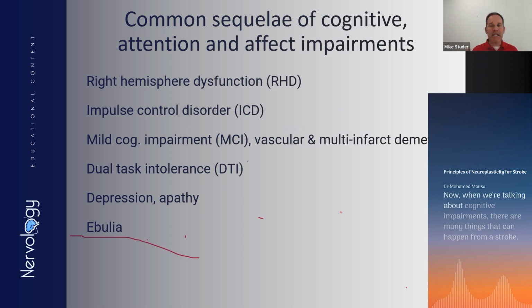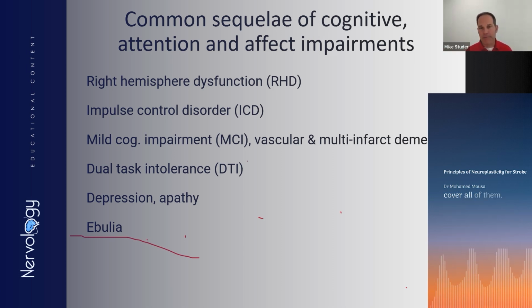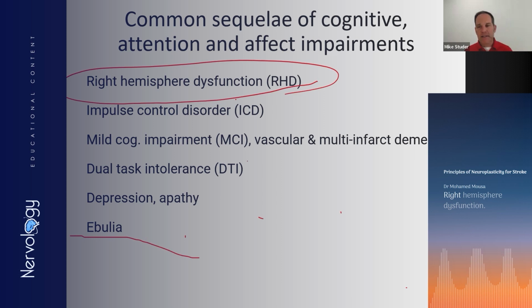Now, when we're talking about cognitive impairments, there are many things that can happen from a stroke. We'll cover some of these along the way in this chapter, but do know we wouldn't have time in a 2-hour segment to cover all of them. The most common cognitive impairment that affects attention is right here, right hemisphere dysfunction.